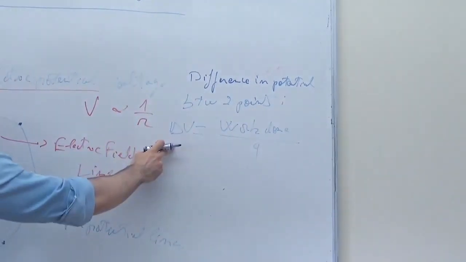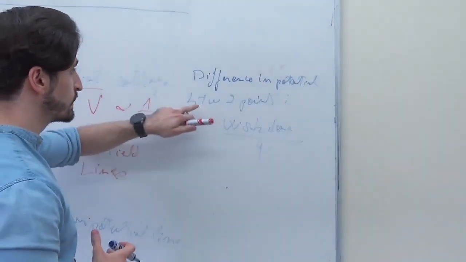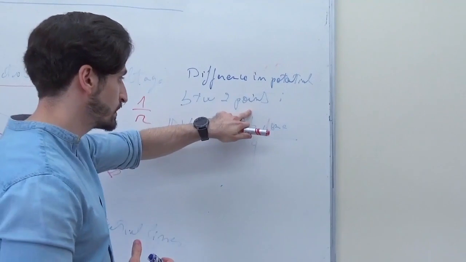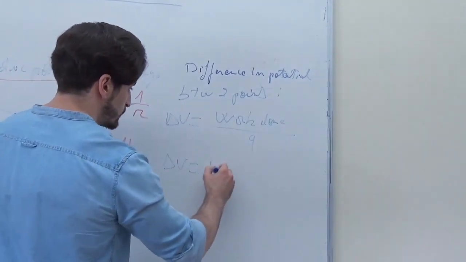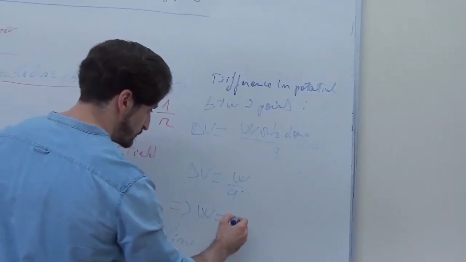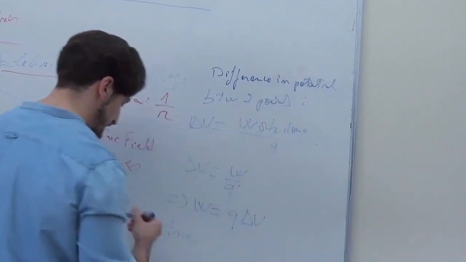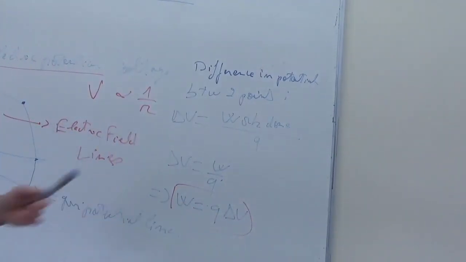So delta V is equal to the work done on that charge, to move it from one potential point to another, with respect to Q. So delta V is equal to the work over Q. Therefore, the work is equal to Q times delta V. So moving on from that equation, delta V is what?